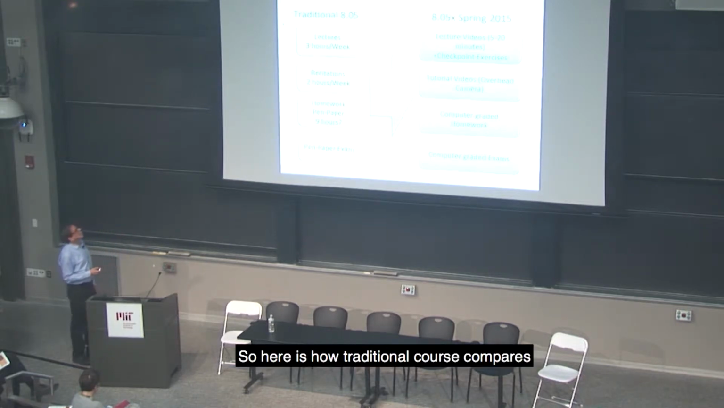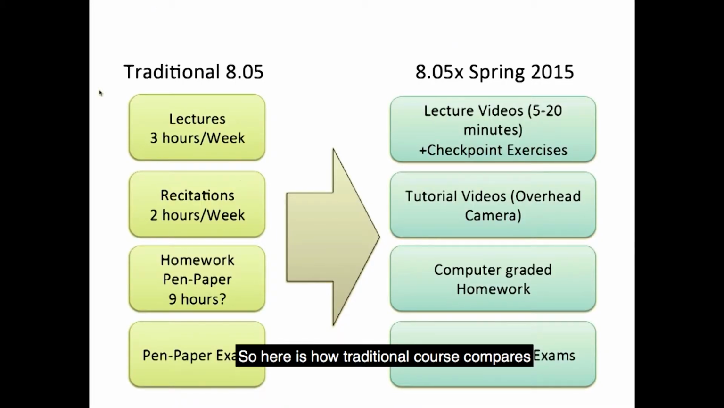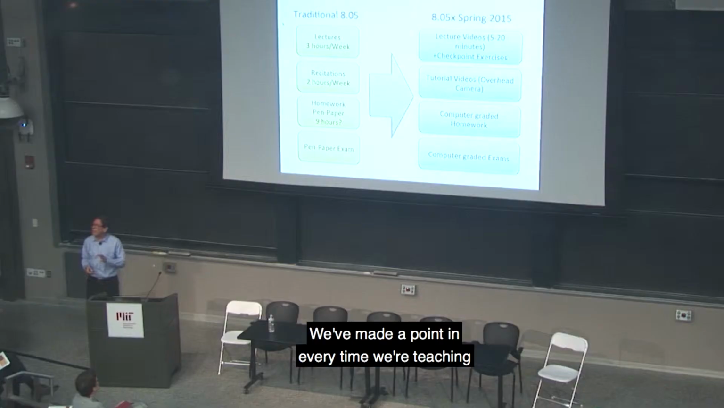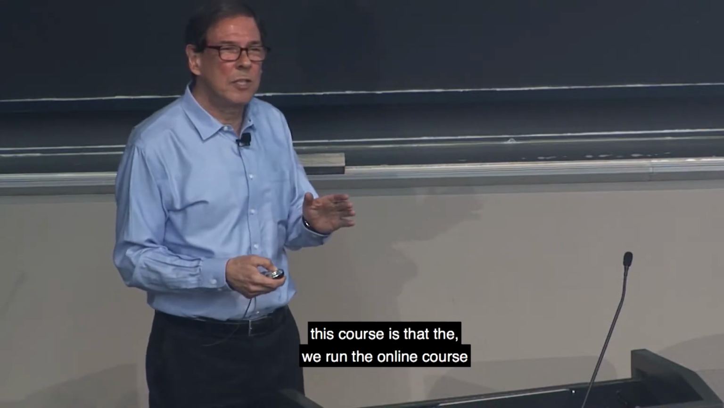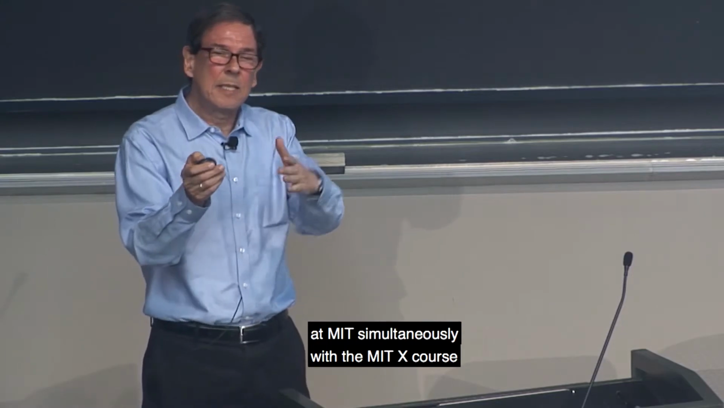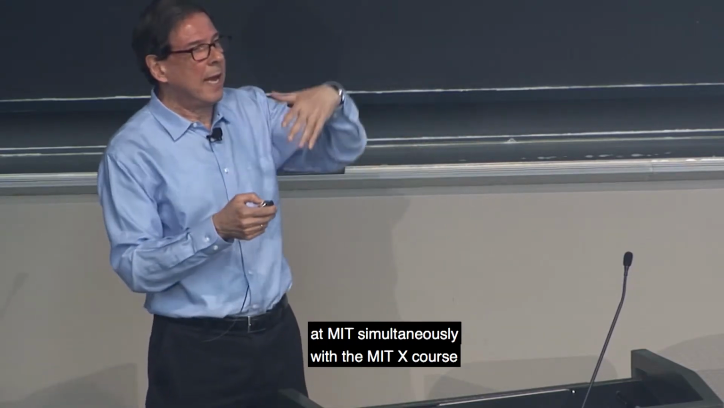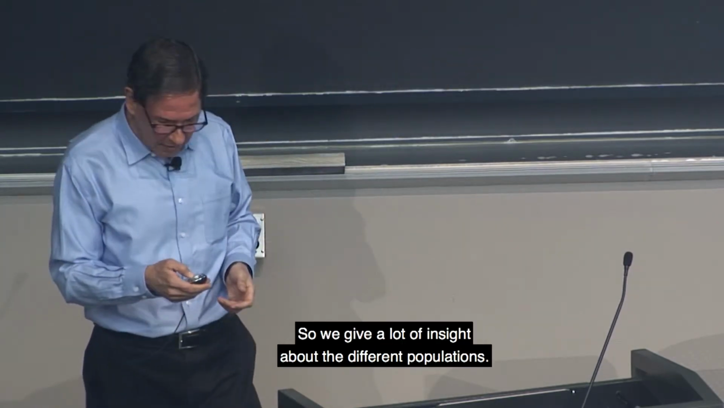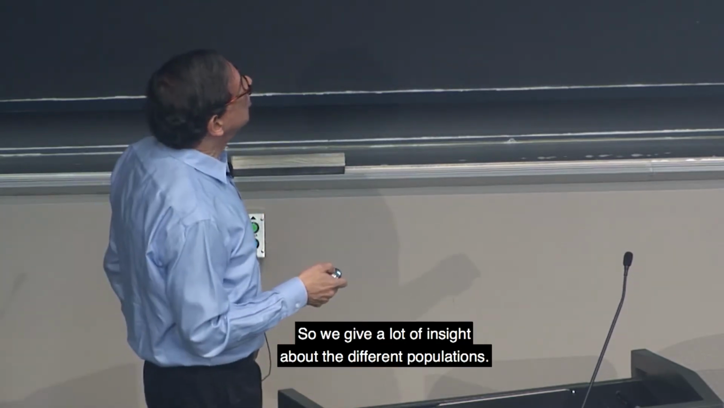So here is how a traditional course compares to an online course. Here is a traditional 805, say the second course, and here is the online course that is offered to the whole world, 805X. We've made a point every time we're teaching these courses that we run the online course at MIT simultaneously with the MITx course for the whole world, so we get a lot of insight about the different populations.